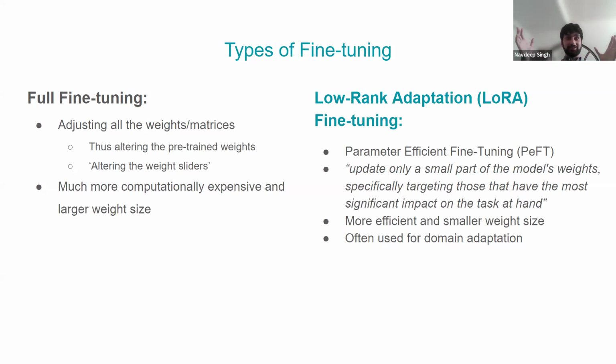And you're changing everything. So your output weights, right? The files you're going to be saving are going to be like hundreds of gigabytes. It's going to take up a lot of space, but you're able to teach the model in every part of its structure. LoRA fine-tuning is nice because it's a type of parameter-efficient fine-tuning that only updates a small part of the model weights and specifically targets those that have the most significant impact on the task at hand, right?